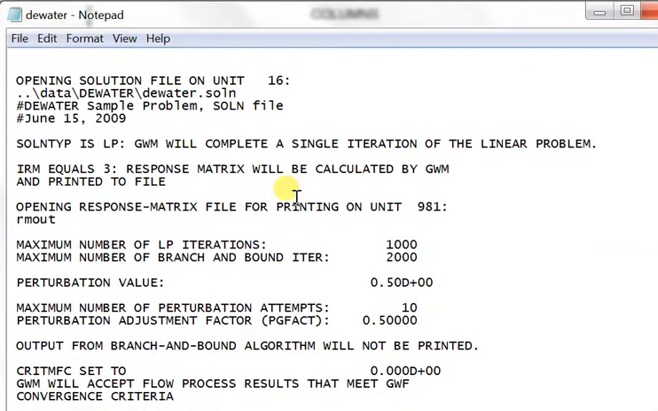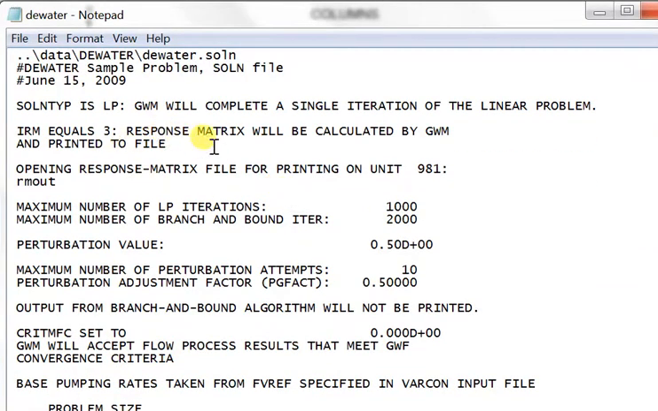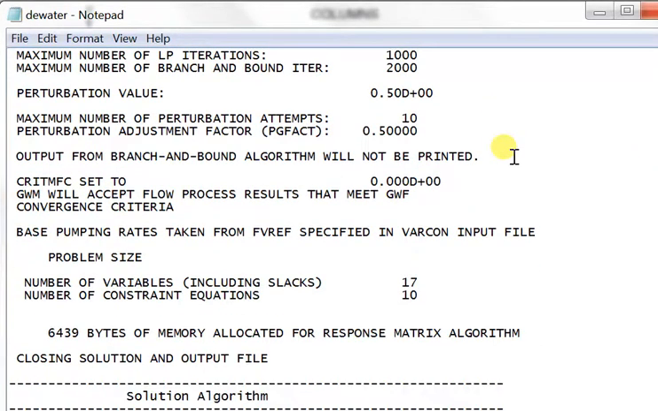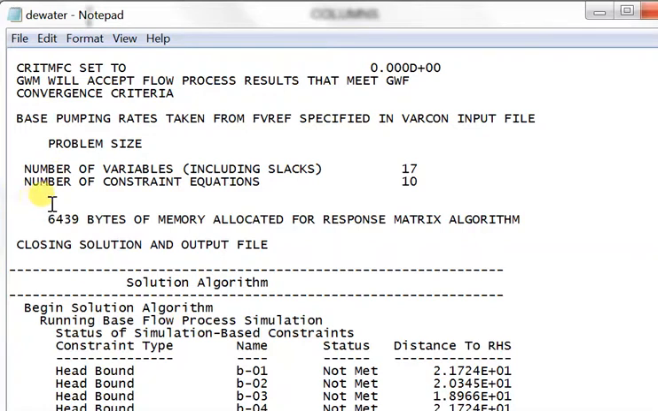The solution file is then read and echoed, and it shows that we've chosen the LP. We'll conduct a single iteration of the linear problem, and other information is output. You'll note that going through here, GWM keeps track of the amount of memory that is allocated for the problem. And this is a very small problem, of course, but this may be of interest for very large problems. We then begin the solution algorithm.